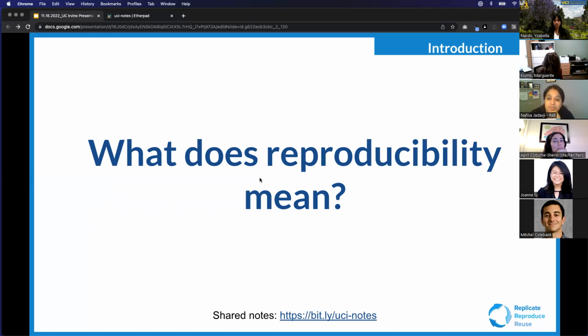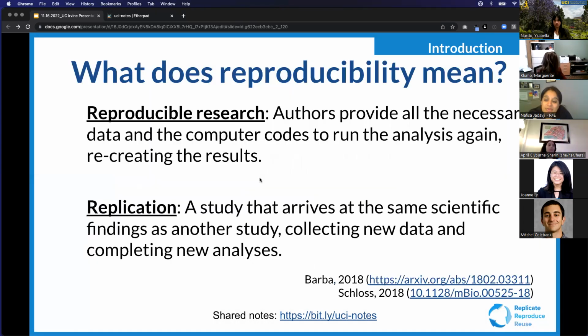Okay. So next slide. So what does reproducibility mean? Reproducible research is a way to provide all the different things and materials, code that were used in a certain experiment, and being able to run that analysis again, recreating the results. A replication, or replicating results, means collecting new data and doing the same sort of protocol, and then doing that data analysis and coming to the same scientific findings. So that's how replication and reproducibility differ.